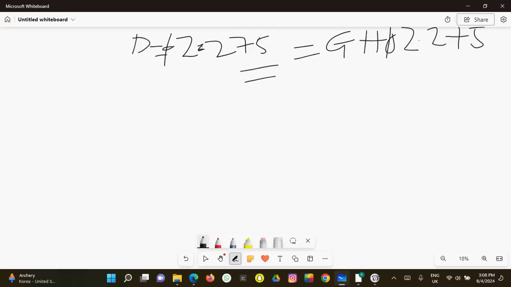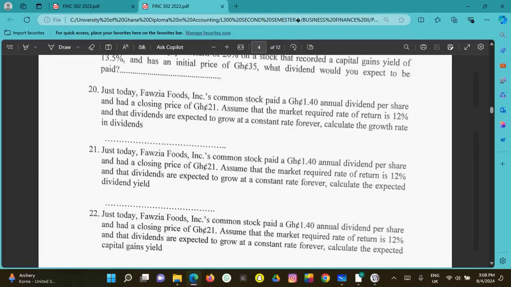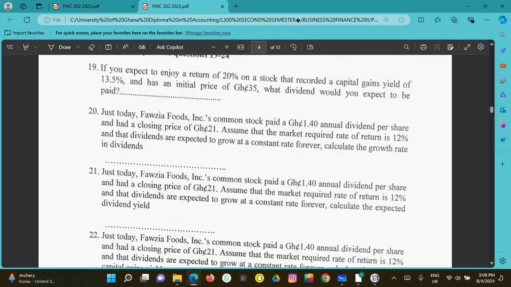So let's go to question 20. Wow, my time is almost gone. It's already gone. Okay, question 20. Just today, Fauzia Food Incorporation common stock paid a 1.4 annual dividend per share and had a closing price of 21. Assuming that the market required rate of return is 12% and that the dividends are expected to grow at a constant rate forever, calculate the growth rate.